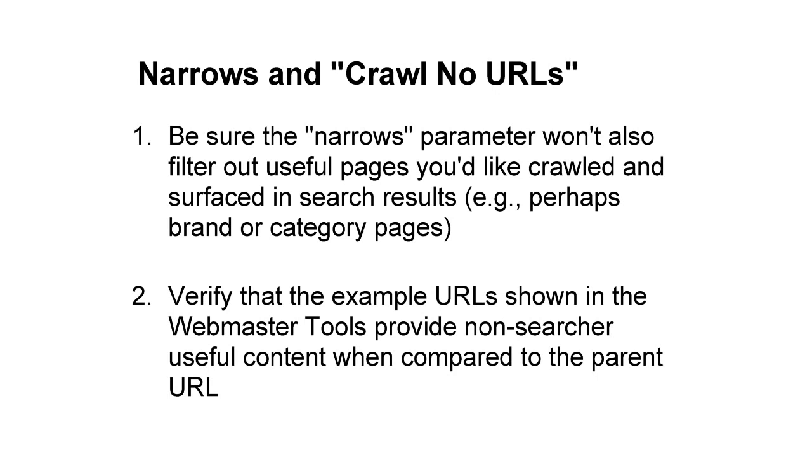So again, you see content like category equals YouTube and size equals medium. And you know that the size equals medium, that narrows parameter, just isn't useful. If the behavior of crawl no URLs just isn't optimal for your site because it affects too many important brand or category pages, then perhaps let Googlebot decide.